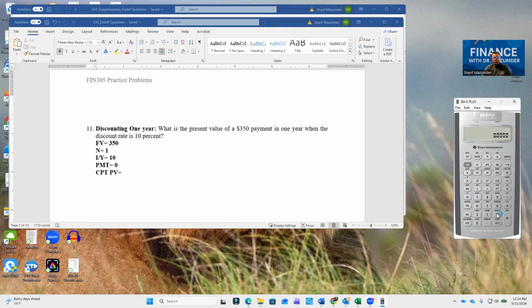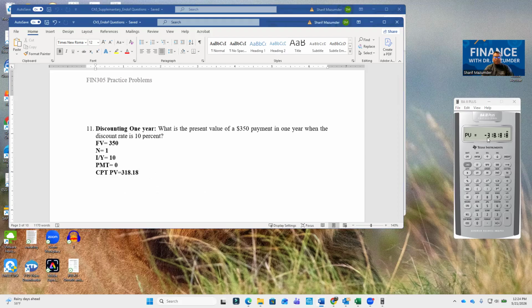Let's do that. 350 will be our future value. 1 will be N. 10 will be I/Y. 0 will be payment. Compute present value, which is 318.18. One thing you need to understand about the calculator concept: whenever you enter these numbers, it will come out as a negative present value. It's not really a negative number, it's a calculator thing. The calculator gives us a negative number, but the number is positive.